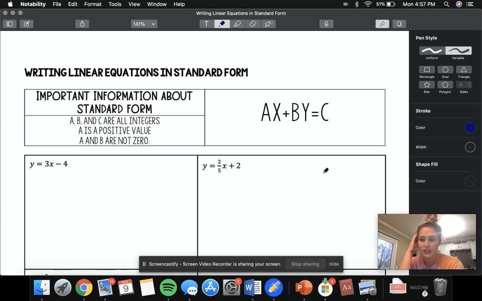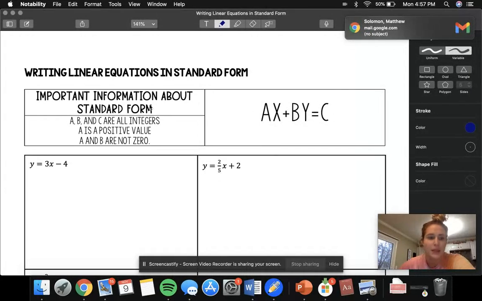All right, today we are just going to quickly talk about how to convert equations or information into standard form. A couple things about standard form: the form looks like ax plus by equals c. A, b, and c are all integers, so they are just numbers on a number line. A is always a positive value, and A and B are not zero. C can be zero, but A cannot be zero.